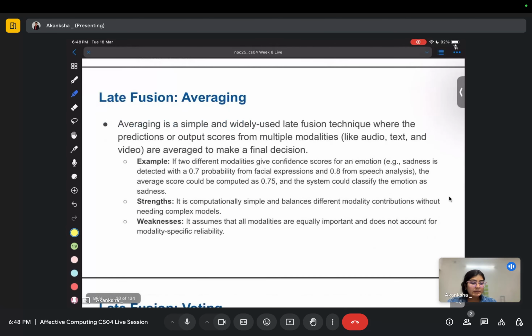So the first method is averaging. Averaging comes into the picture when different models are giving us some kind of score or probability or a number, right? It is a widely used technique. Let's say two modalities are giving a confidence score for an emotion. Let's say sadness is detected with 0.7 probability from facial expressions and 0.8 from speech analysis. So the average will be 0.75. Since 0.75 is greater than 0.5, so it is better than chance level, and we are going to assign the label sadness.